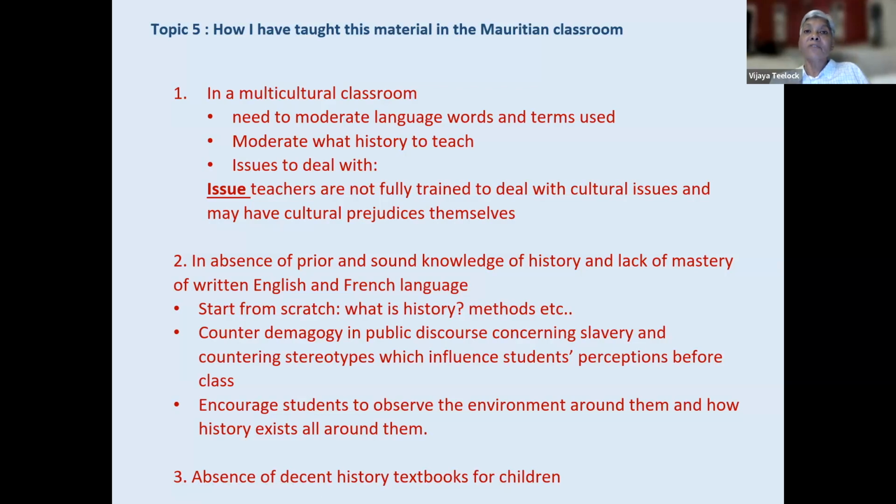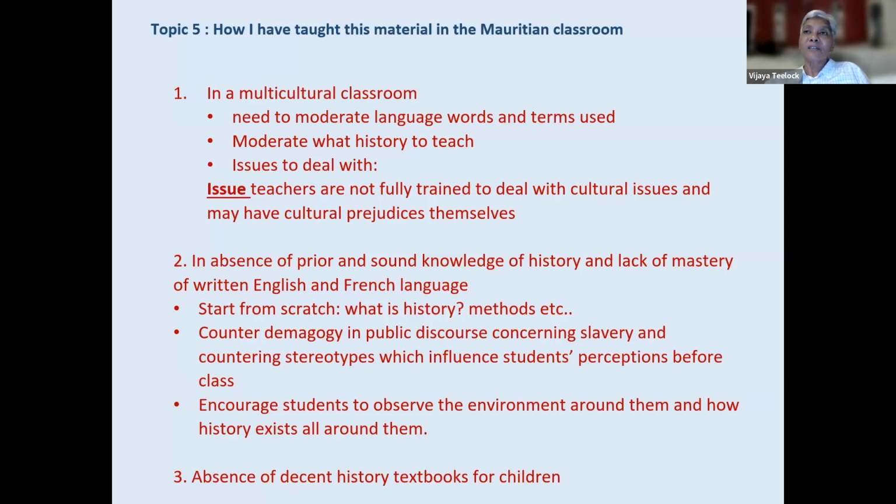The other difficulty we have, which is very specific to Mauritius, is that history is an optional subject in schools. Students come to us from the elementary level having done some history, but by the time they reach secondary and tertiary education, a lot of it is lost. There's a lot of rote learning. Teachers don't really know. We don't have good history books for teachers or for children in Mauritius.